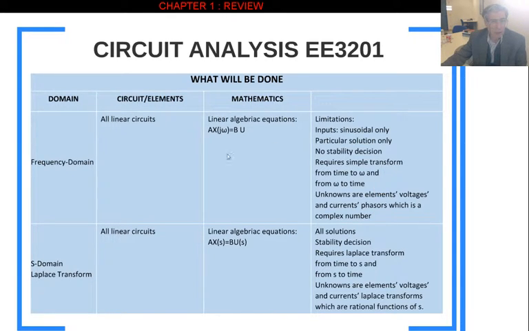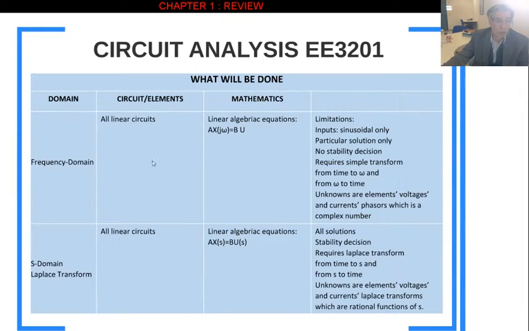At the beginning, we are going to transfer the time domain independent sources to frequency domain independent sources, and then we are going to transfer the definition relation of time domain to the frequency domain definition relation. At the end, we are going to end up with these complex numbers as solutions.